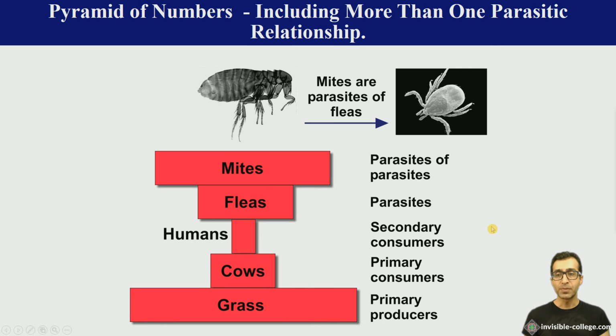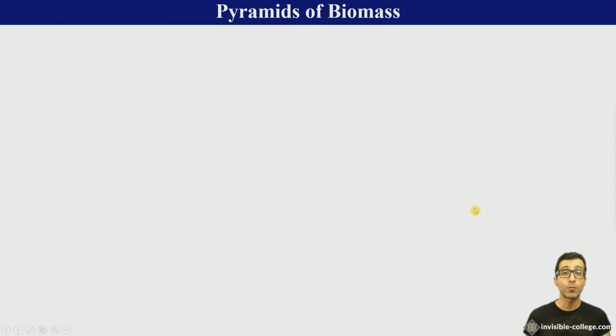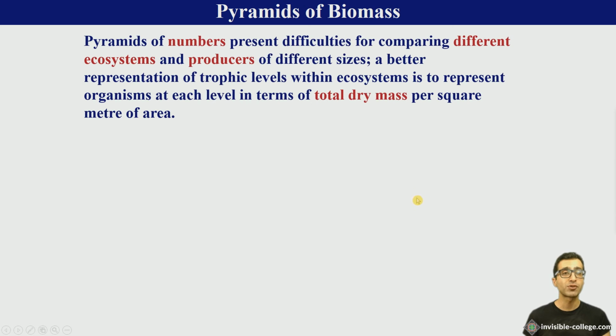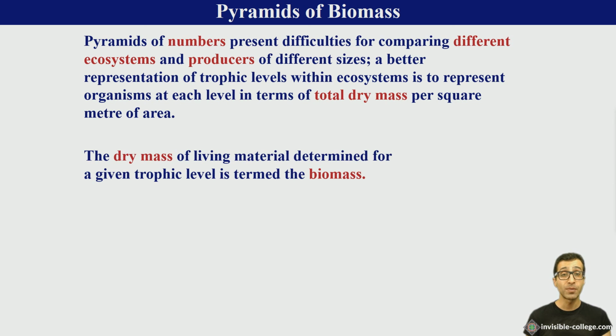So we've talked about pyramids of numbers. Let's have a look at the other kind of representation which is useful in terms of quantitative relationships, the pyramids of biomass. Pyramids of numbers present difficulties for comparing different ecosystems and producers of different sizes, because as we saw before, occasionally you can get these inverted and even stranger looking pyramids. Now, a better representation of the trophic levels within ecosystems is to represent the organisms at each trophic level in terms of the total dry mass per square meter of area. So the dry mass of living material determined for any trophic level is referred to as the biomass.